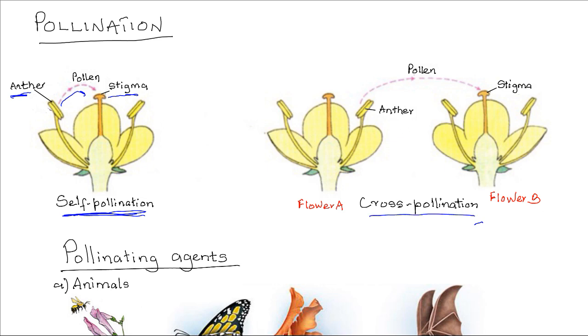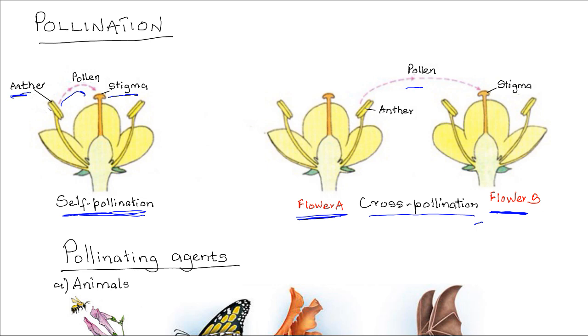So in cross-pollination, the pollen grains originate from the anthers of flower A. They get transferred to the stigma of flower B. That will constitute cross-pollination.